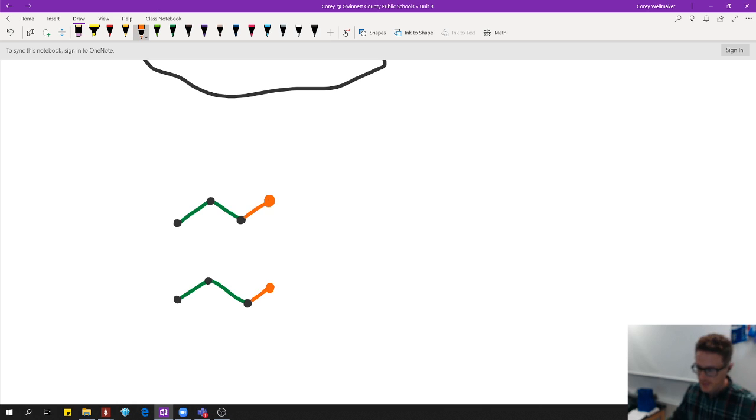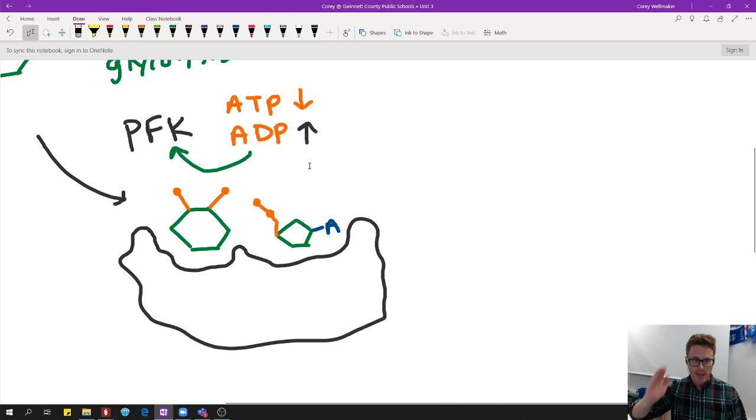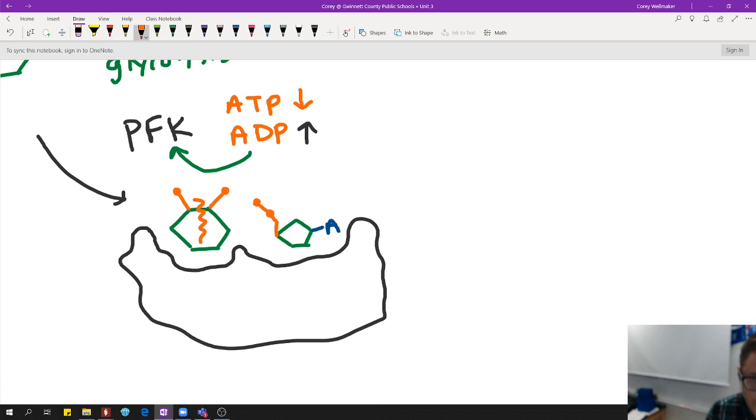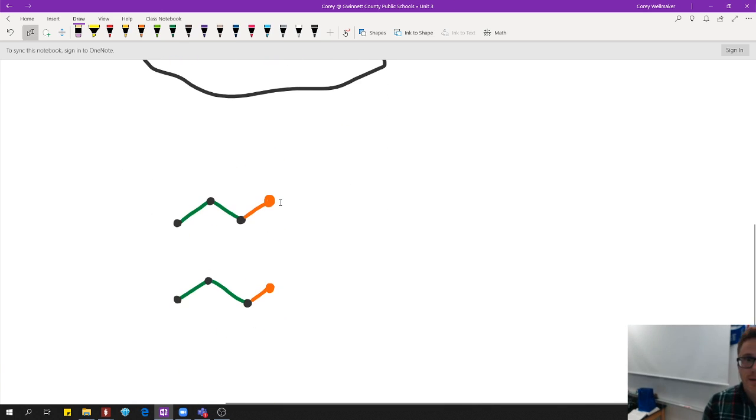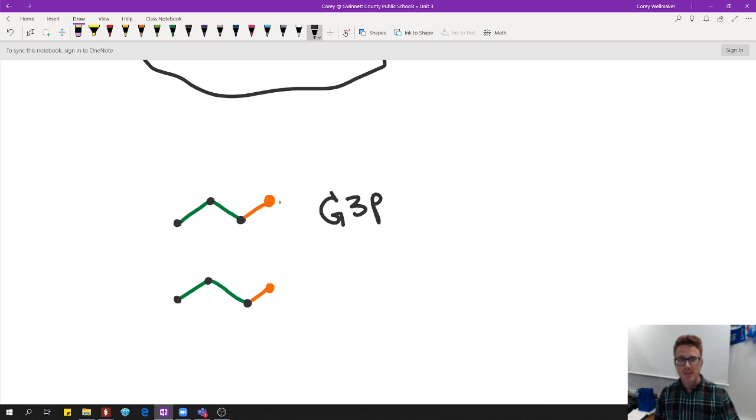Right? So just imagine taking this glucose molecule and just chopping it right in half after it's been phosphorylated for the second time. We call these molecules G3P, or glyceraldehyde 3-phosphate. The 3 is referring to the fact that carbon number 3 has a phosphate group attached onto it, G3P. The production of G3P marks the end of the energy investment phase of glycolysis.